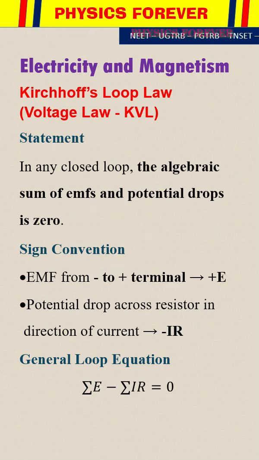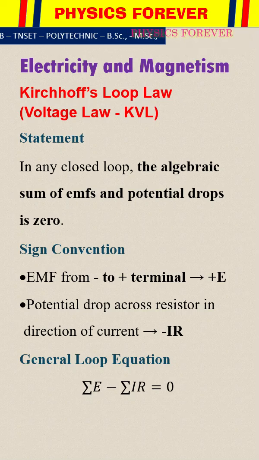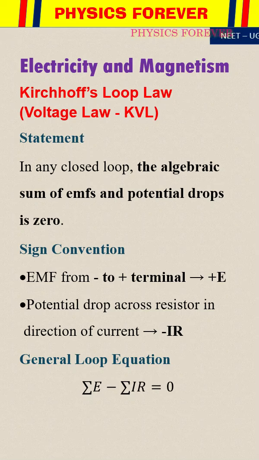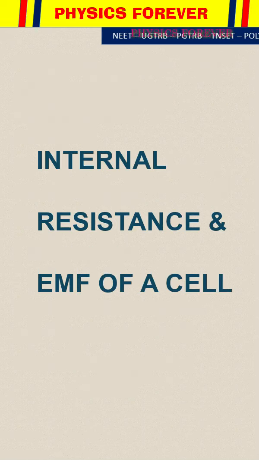Okay, so then similar for voltage law, how to define: the algebraic sum of EMF and potential drop is 0. Similarly, sign convention and general loop equation. Okay, so these are the most important while doing the problem. Definitely problem தான் கேட்பாங்க இதில்.